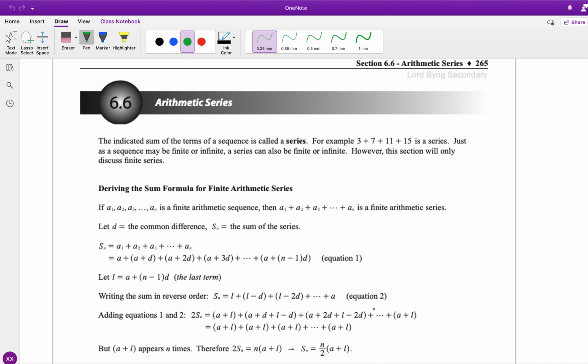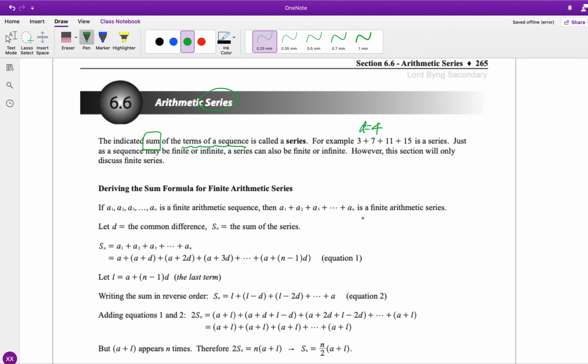Okay, now this video is for 6.6, arithmetic series. So what does a series mean? Here it says a sum. So it means add all the terms together in the sequence. Because the sequence is an arithmetic sequence, this is an arithmetic series. We just add all the terms in the arithmetic sequence together. For example, adding these together is a series, and it's an arithmetic series because they have a common difference d of 4.